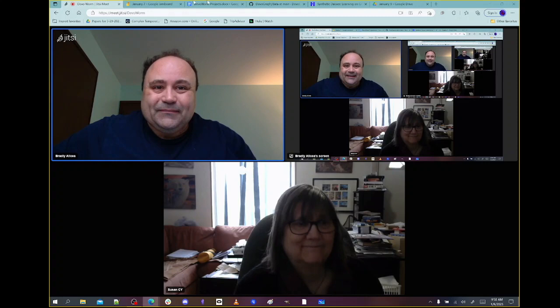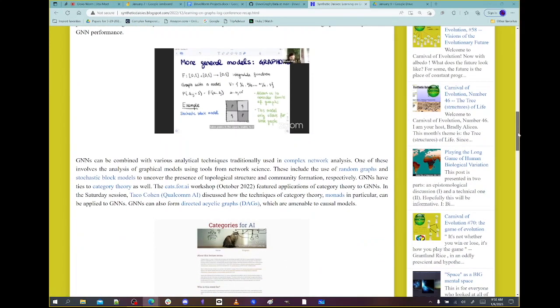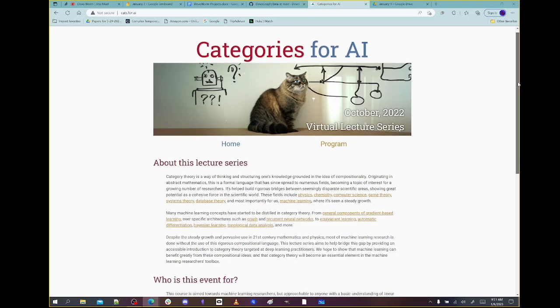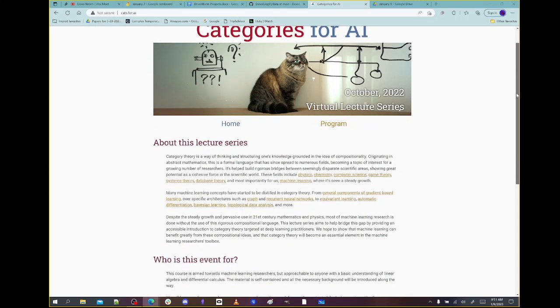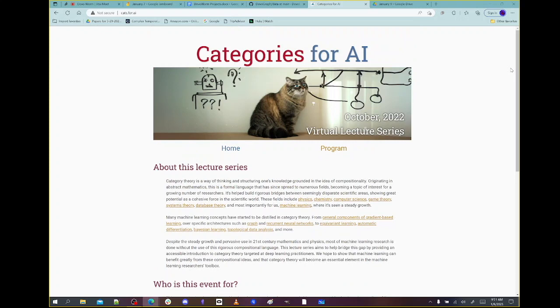So to sum up, there's this Cats for AI workshop, hosted in October. This is maybe the precursor to this conference. It goes over category theory and artificial intelligence, and you say, what does category theory have to do with networks? And the answer is that you can use category theory in really interesting ways to define the networks that you're going to be analyzing.